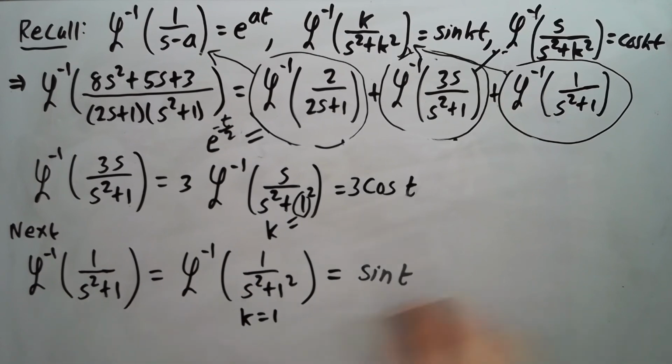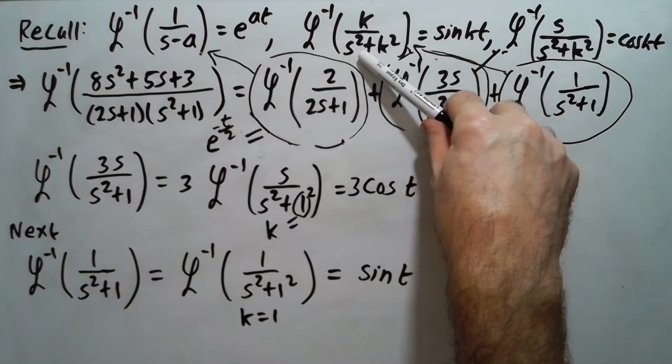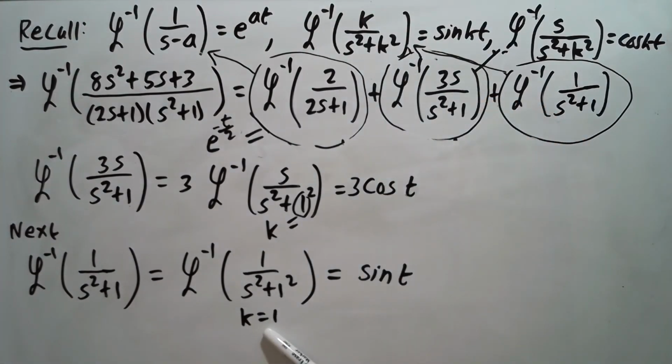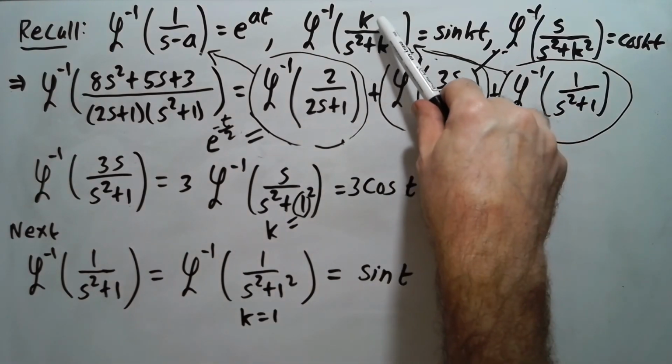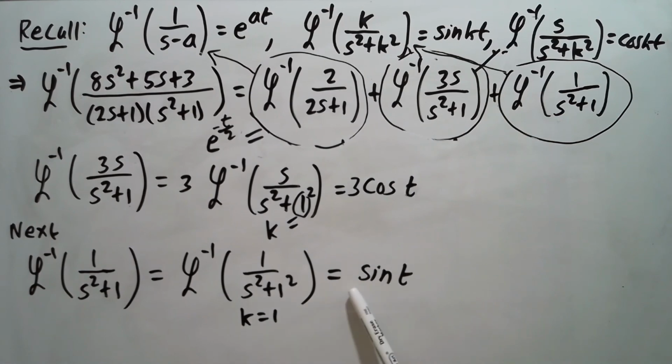Working on this one, the Laplace inverse of 1 over s squared plus 1. We can think of 1 as 1 squared. We're trying to match it up with this one, so k is going to be 1. It looks like it's in this form already. So k is 1, so it's just going to be sine of t.